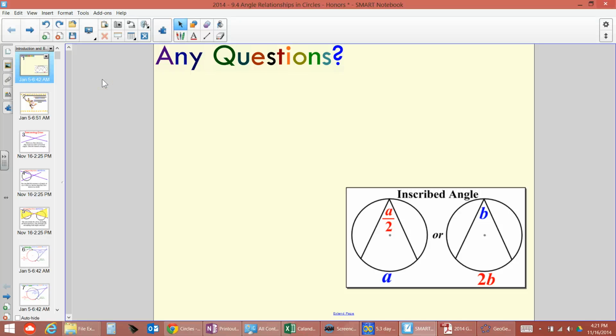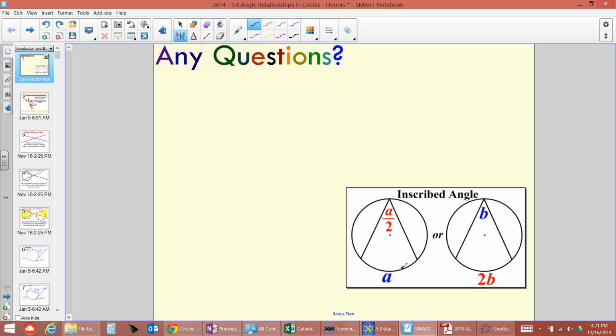All right, here's 9.4, angle relationships in circles. Mainly what I want to talk about today is the concept of being inside a circle, on a circle, or outside of a circle. Notice these angles here that we're talking about, they are inside of the circle, but more specifically, they're on the circle. And when we have an angle that's on the circle, that means that we're going to cut the angle in half or double it to get the arc.